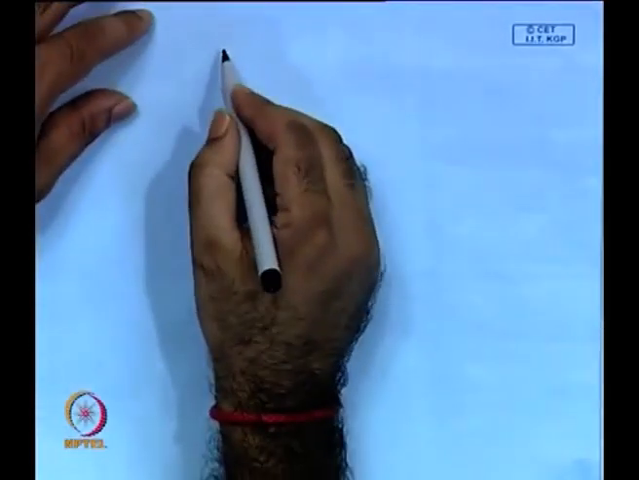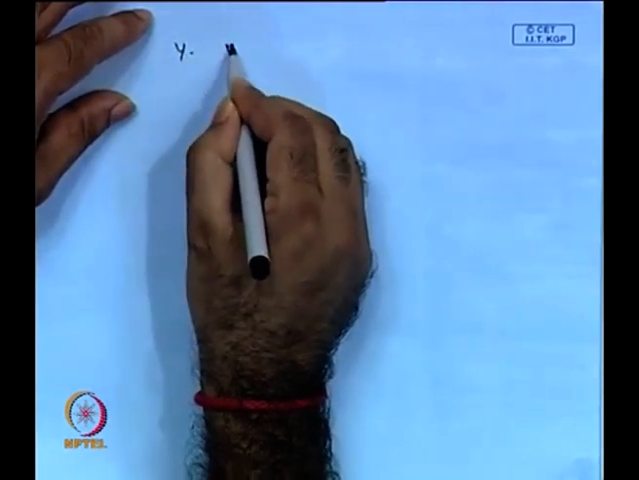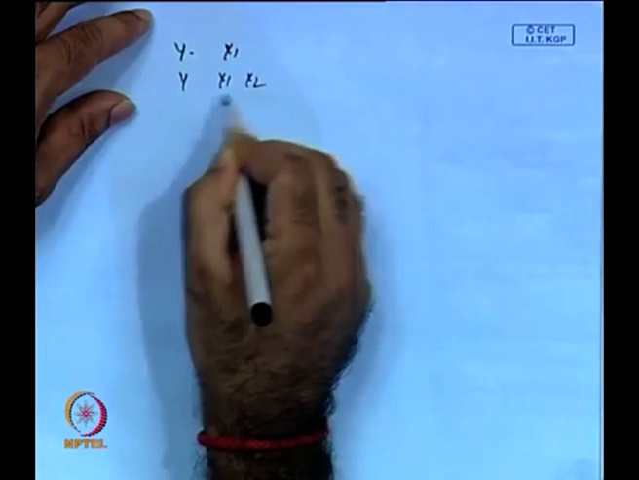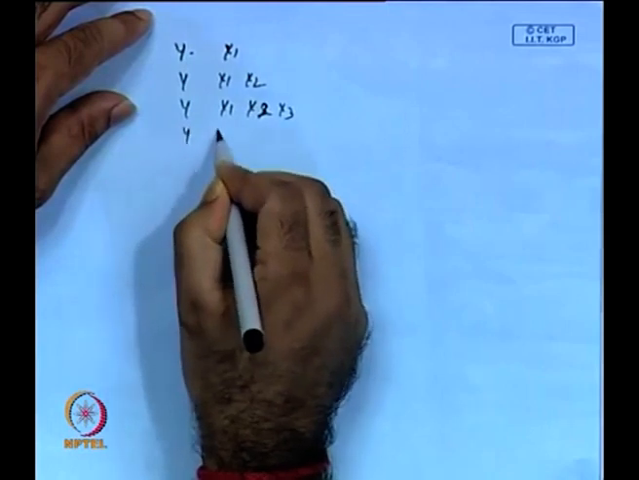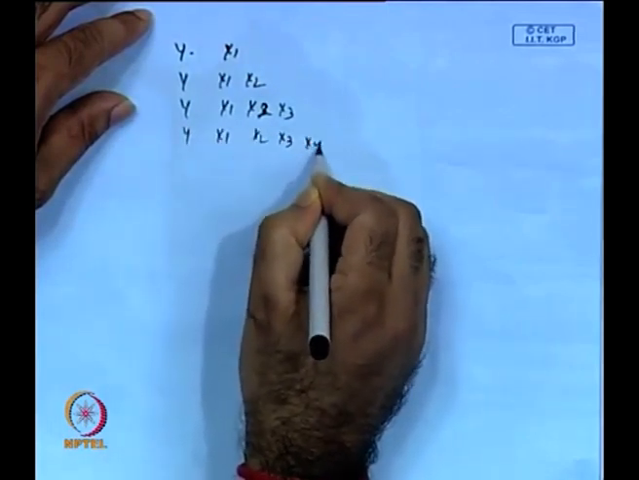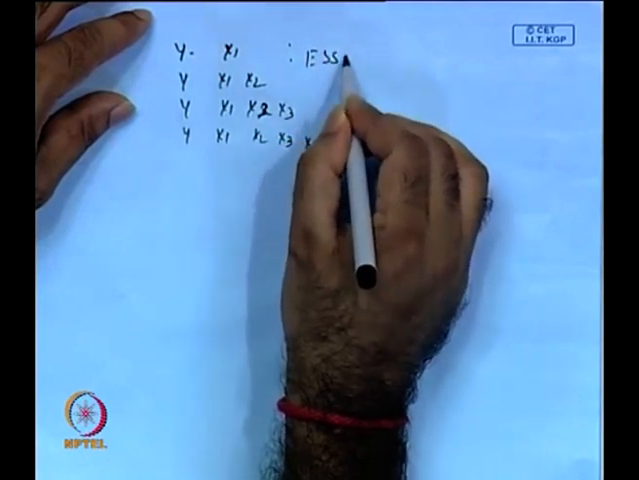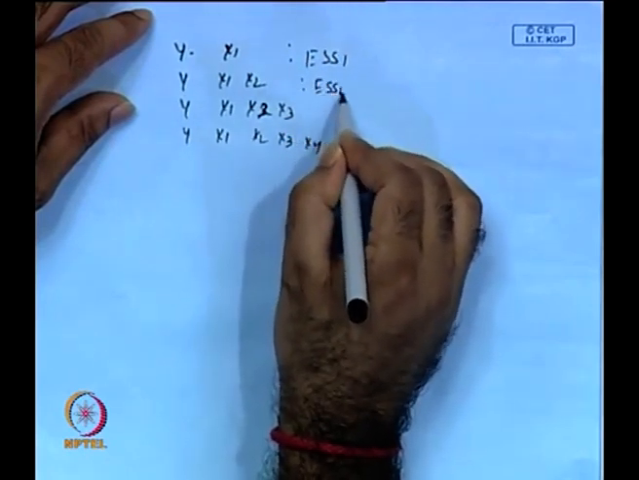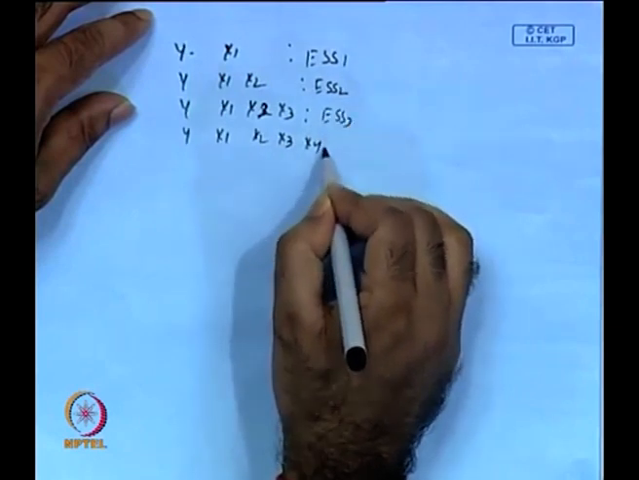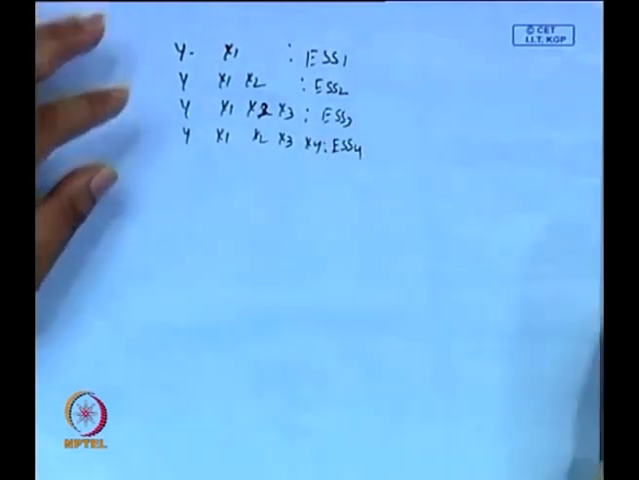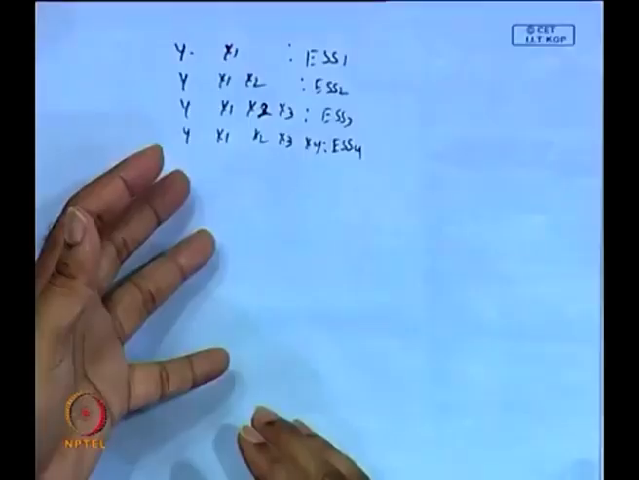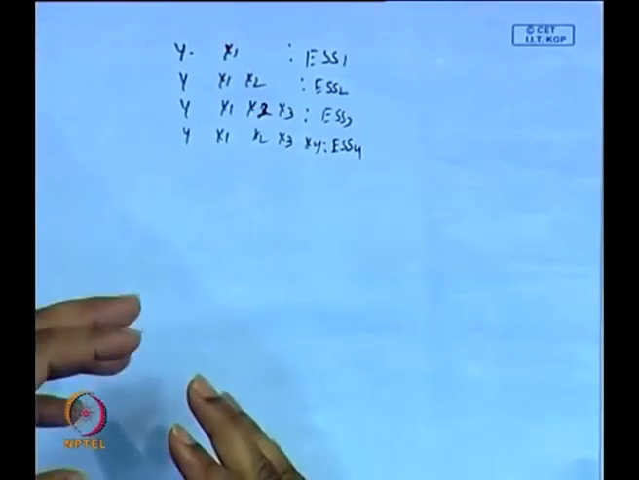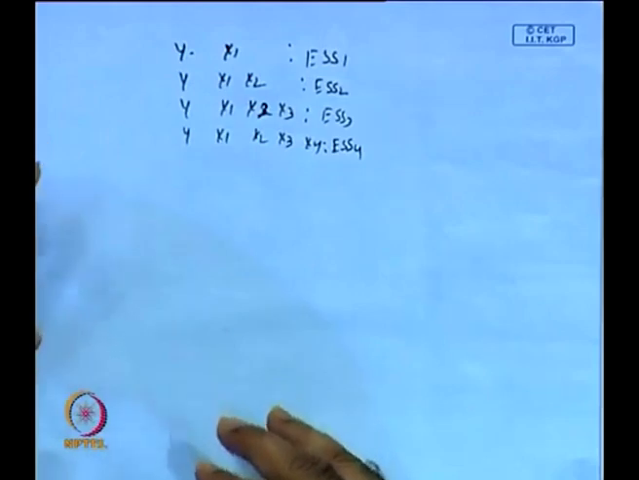Let us see here once again. So, the structure is like this. Now here, y x 1, then y x 1 x 2, then y x 1 x 3, x 2 x 3, then y x 1 x 2 x 3 x 4. So, this I will call exponent sum square ESS 1, this ESS 2, then this ESS 3, then this ESS 4. So, our objective here is, first, what is the ESS value and how is the trend.